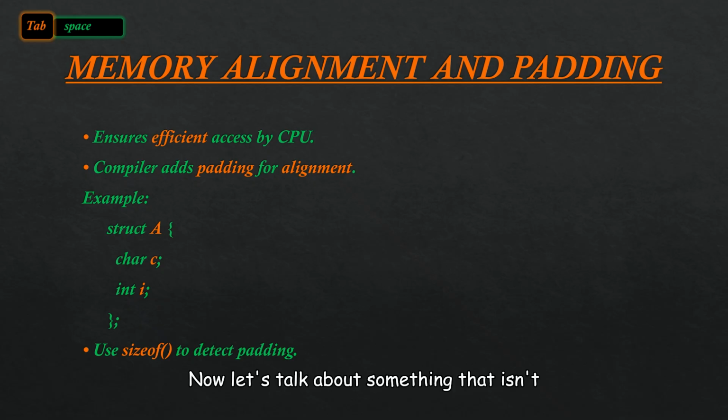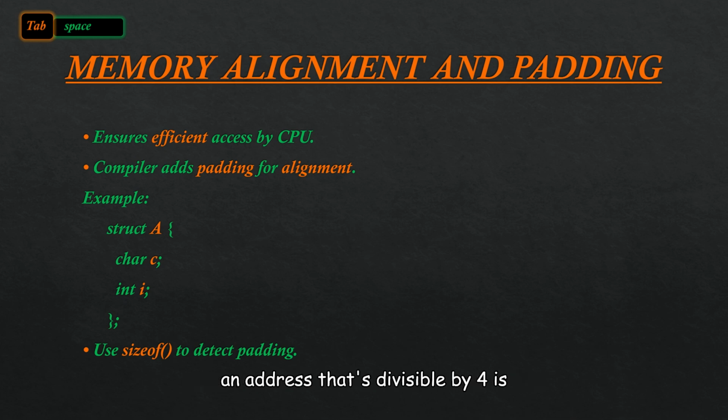Now let's talk about something that isn't obvious at first glance: memory alignment and padding. Processors are optimized to read memory at certain boundaries. For example, reading a 4-byte integer from an address that's divisible by 4 is faster. To make this happen, the compiler automatically inserts padding bytes between structure members. This is known as alignment.